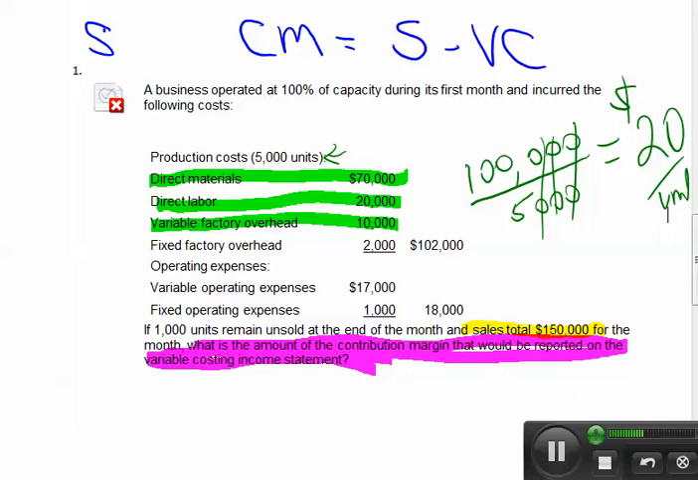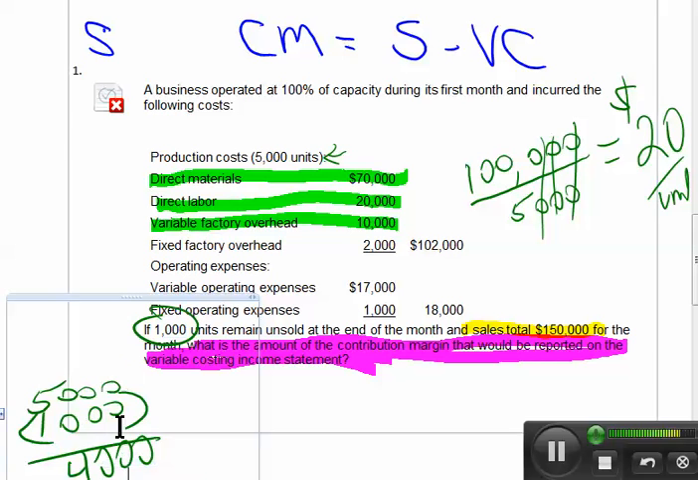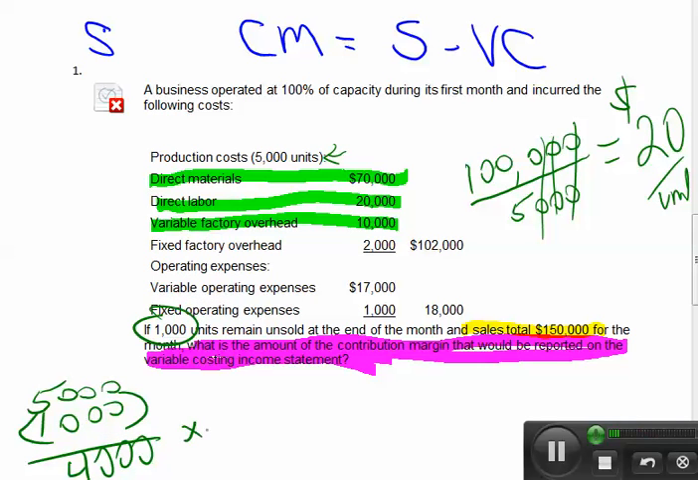The number of units sold, it tells me that we had 5,000 units that were manufactured. We have 1,000 units that were remaining in inventory, so we sold 4,000 units. Alright? So if I take this 4,000 times the $20, my variable cost of those sold would equal $80,000. Okay? Everybody with me so far? Now that's my variable manufacturing cost.